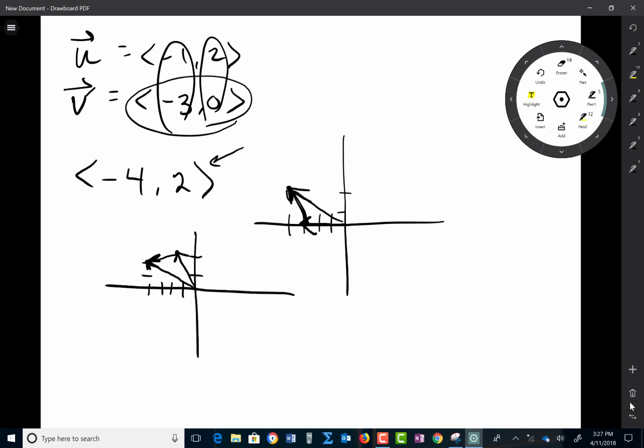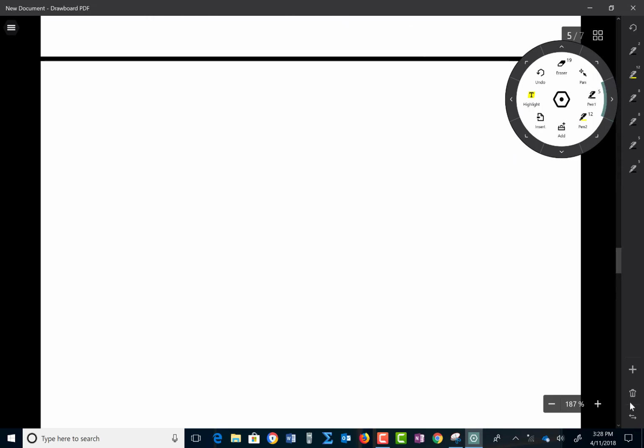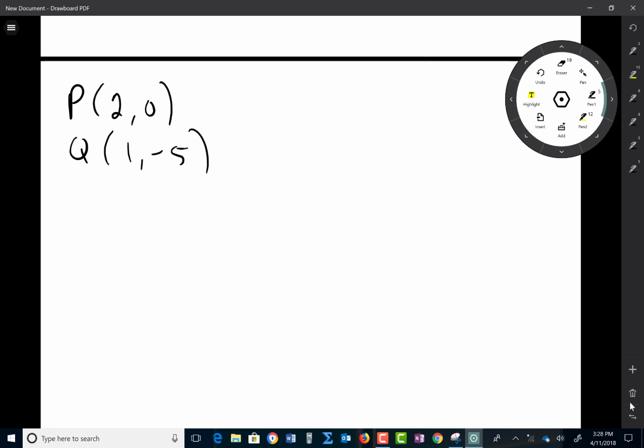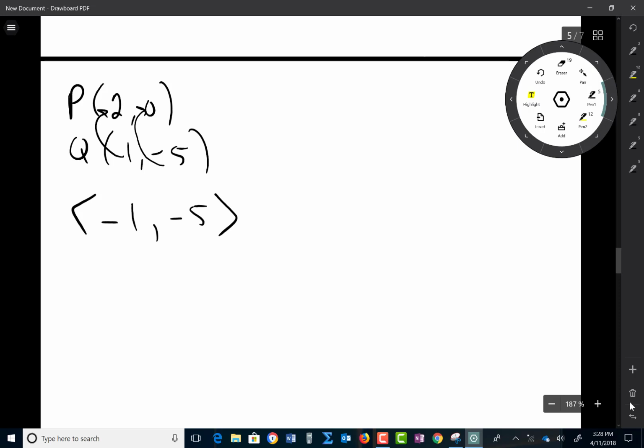Okay, so number 5 said, let's see what it said. Number 5 says, consider the vector whose initial point is point P, which is 2, 0, and terminal point Q, which is 1, negative 5. It says find the position vector. And when you're doing the position vector, you're just doing subtraction on that. So you take this number and subtract, and this number and subtract. So 1 minus 2 is negative 1. Negative 5 minus 0 is negative 5. So there's your position vector for that one.